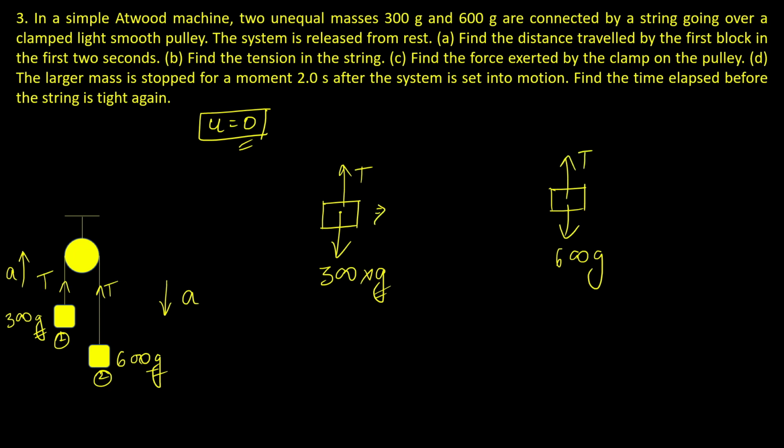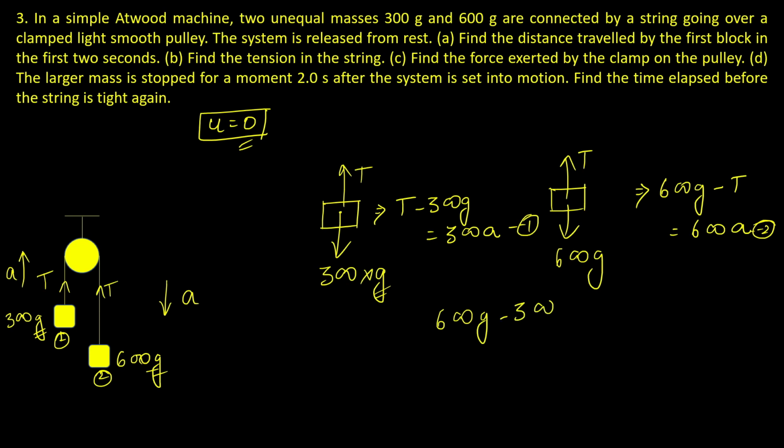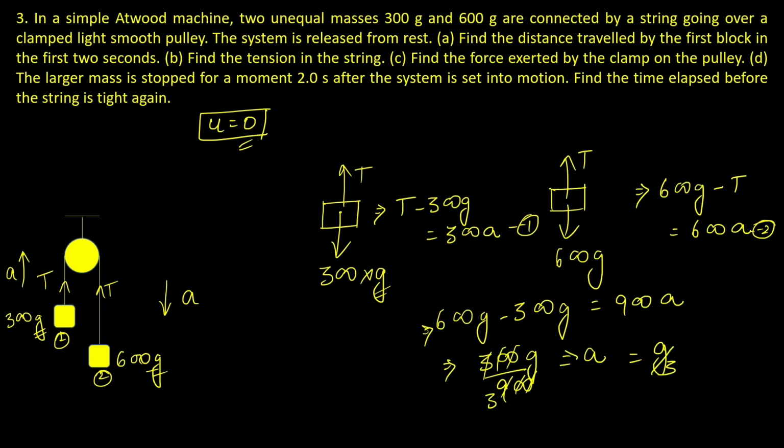So for this, the equation will be T minus 300 g is equal to m into a, and for this, 600 g minus T is equal to 600 a. So this is the first equation and this is the second equation. Adding these two equations, 600 g minus 300 g is equal to 600 plus 300, that is 900 a. So this is 300 g upon 900 is equal to a. So this is what, 3 times 3 is 9. A is equal to what? g upon 3. That is the acceleration.